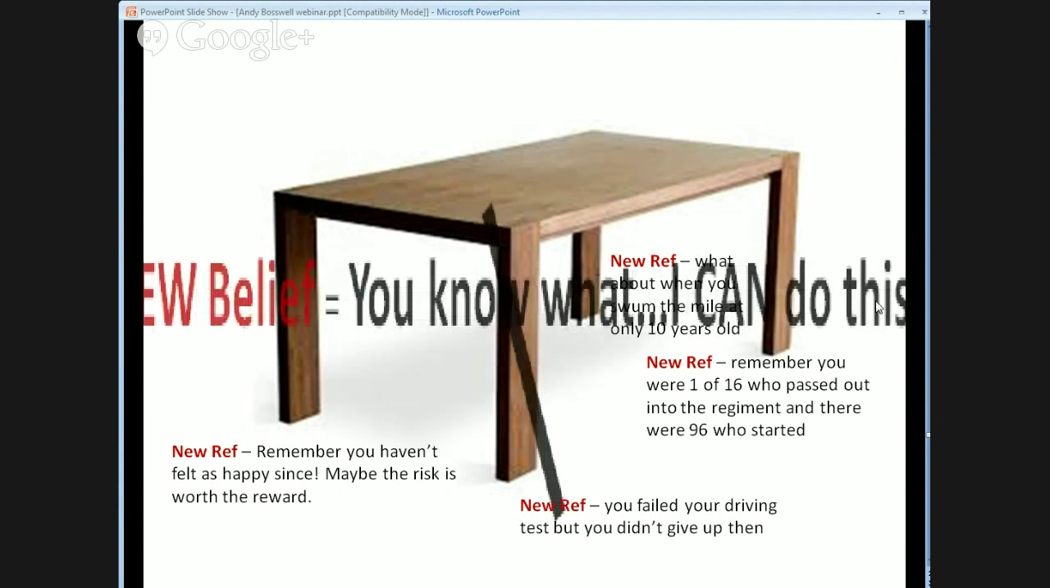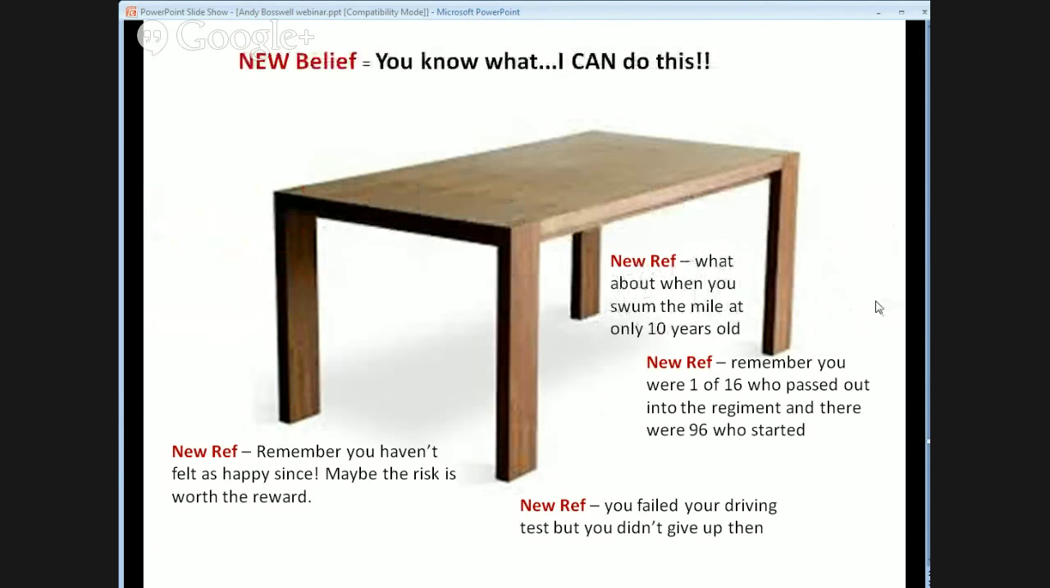So those new references now created a new belief. Do you know what, Kev? I can do this. I absolutely can do this. And my business, once I changed that belief, my business shot from a gold business up to bronze exec in less than 2.5 years. And I'm absolutely proud of that fact. That's just because of personal development and changing my beliefs. And I know that anybody else can do that if they did what I did.